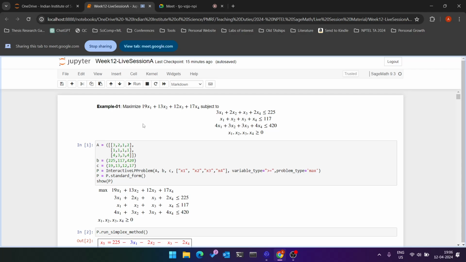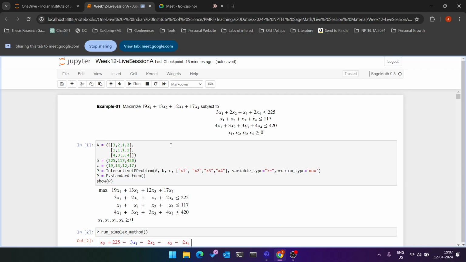The first example asks us to maximize the objective function 19x1 plus 13x2 plus 12x3 plus 7x4 subject to a series of constraints. Three inequality constraints are given, followed by a non-negativity constraint applied to each variable x1, x2, x3, and x4.